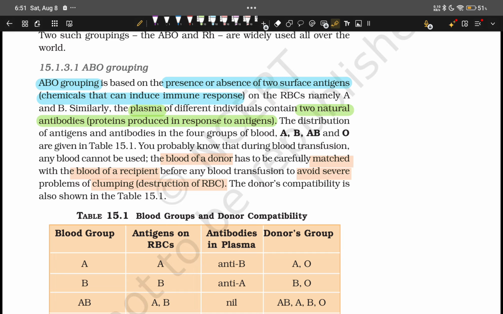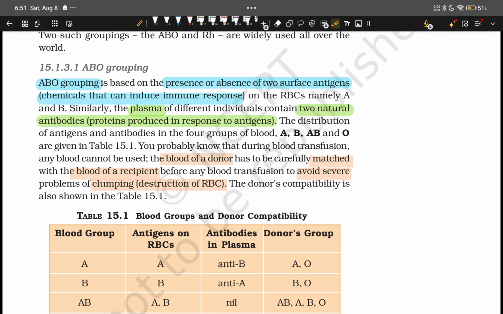So the two surface antigens are A and B. Plasma of different individuals has two natural antibodies, which are proteins produced in response to antigens. So proteins produced in response to antigens are called antibodies, and plasma has two natural antibodies, that is anti-A and anti-B antibody. And if we talk about the types of blood groups, we have A, B, AB and O.